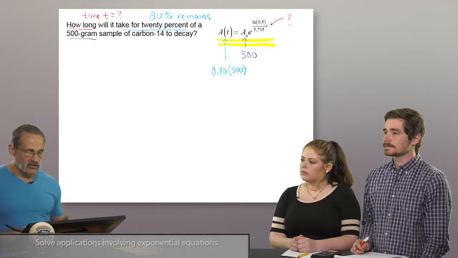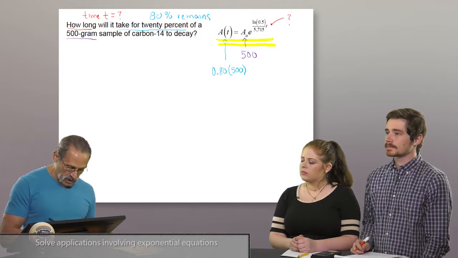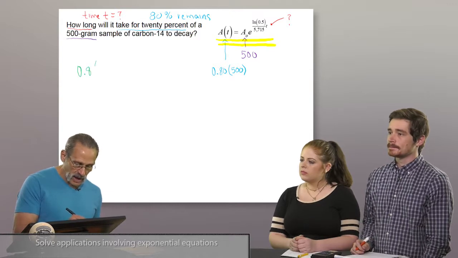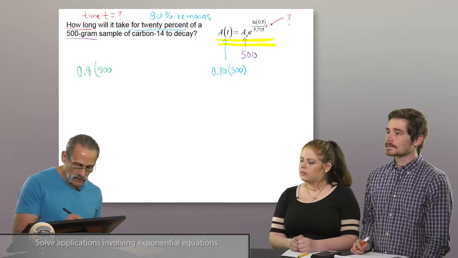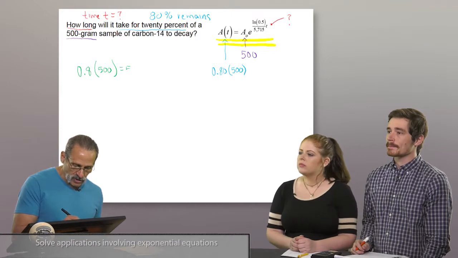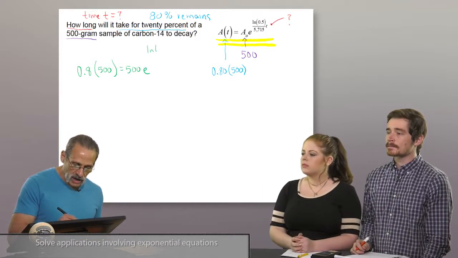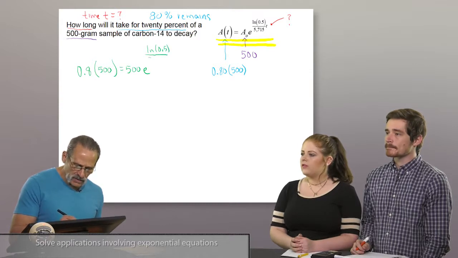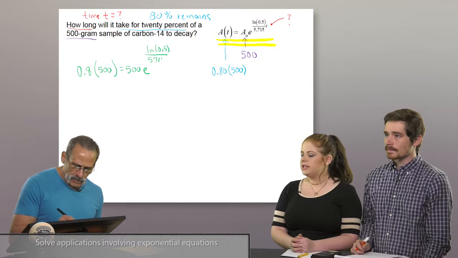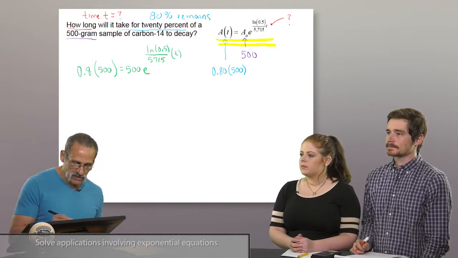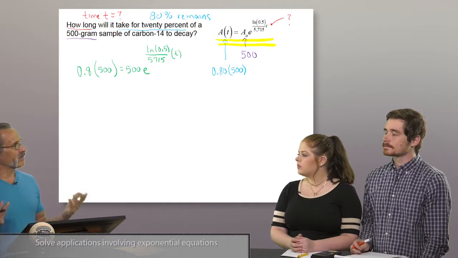Now I have enough information to solve for t, so I'm just going to substitute in. I'm going to write 0.8 times 500 is equal to 500 times e to the natural log of 0.5 over what? Over 5,715. Very good. Times what? Times t. And do I know what t is? Not yet. That's what I'm trying to find.